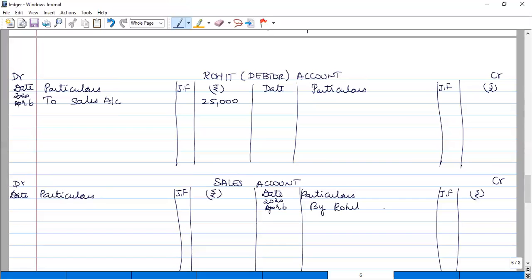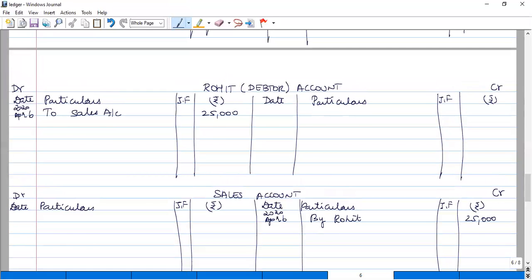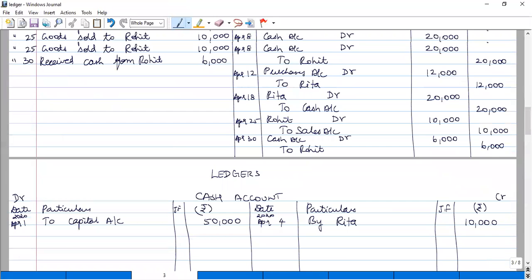So in this way, we can just cross check what is the sales, whether it is a credit sale or a cash sale. Okay, suppose if cash sales has been made, we will mention by cash account. But here in this case, it is a credit sale. So we have written by the respective debtor's name, that is Rohit. Okay, now moving on to the next journal entry.